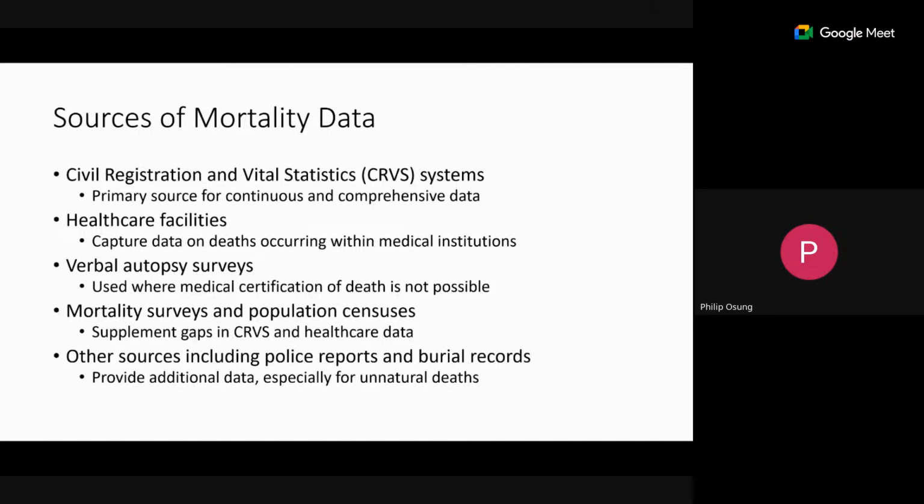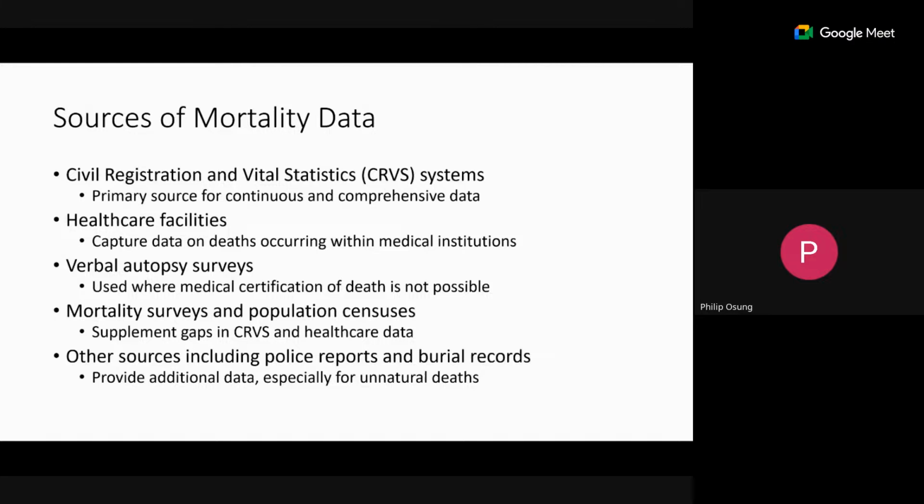Can we just shout it out? The ones we remember. Sources of mortality data. Anyone? Vital statistics, vital registration, the civil registration and vital statistics system. Hospitals, health data, census. And then we also have surveys, like verbal autopsy surveys, mortality surveys, and population censuses, and other sources, including police reports.